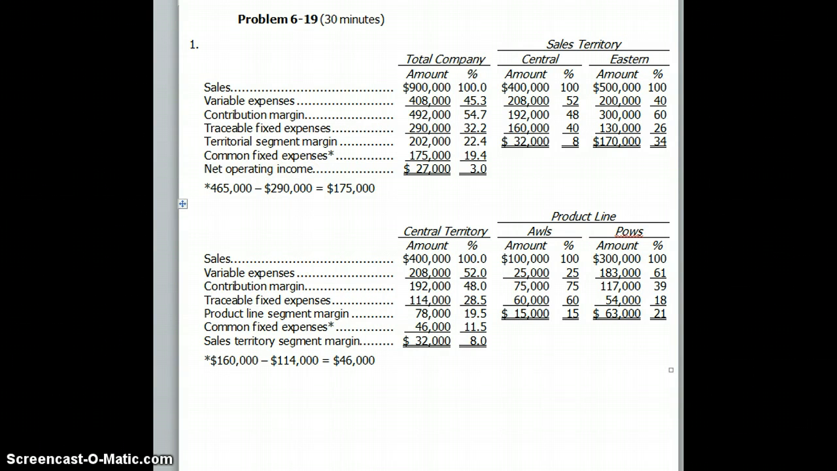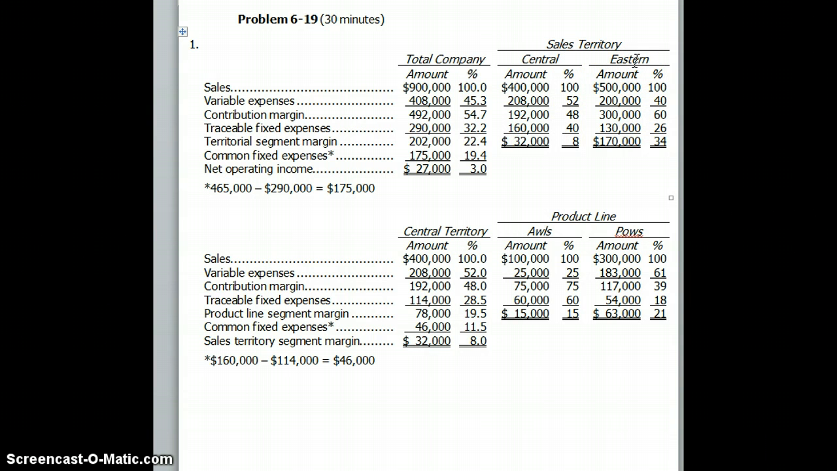So if we go to Part 1 here, we see that based on sales territory, we have the Central, we have the Eastern. Just using the information that they've given us in the book, we have sales revenue of $400,000 for the Central. They tell us variable cost is $208,000. Therefore, the contribution margin must be $192,000. They tell us that the Central Territory has $160,000 of traceable fixed cost. Therefore, they have segment margin of $32,000.